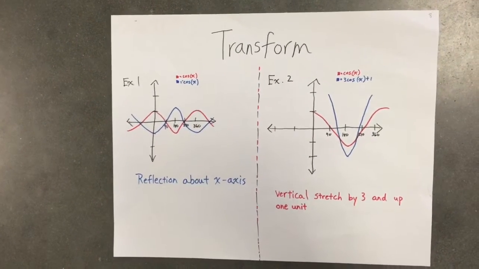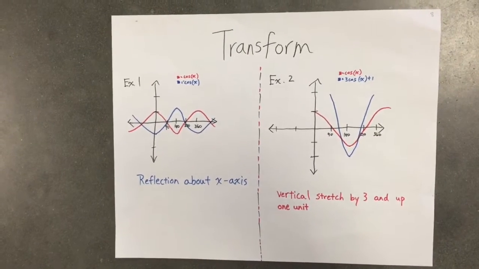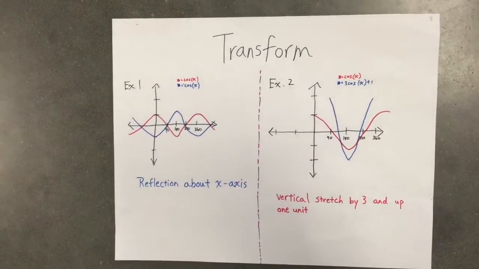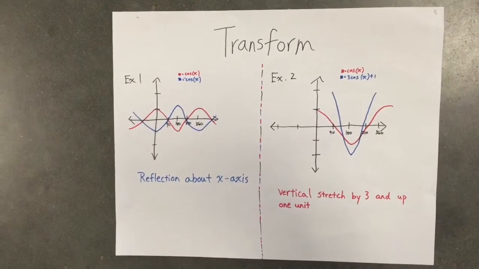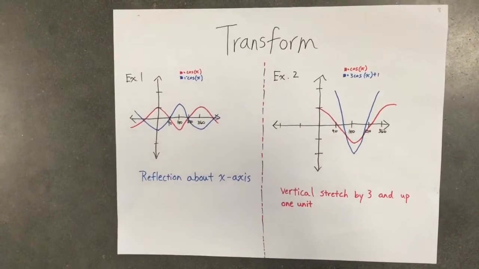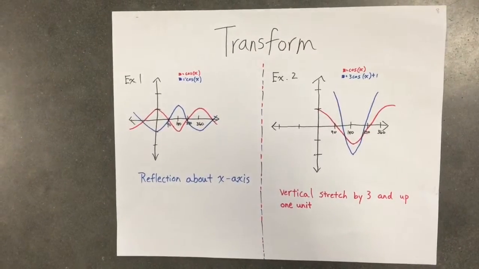We know the first one was a reflection because it was flipped over the x-axis. We know the second one was the vertical stretch by 3 because the 3 is in front of the cosine, and up by 1 because it says plus 1.